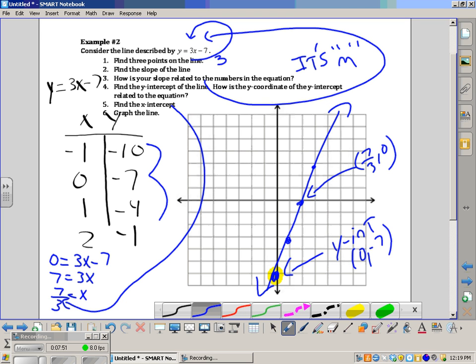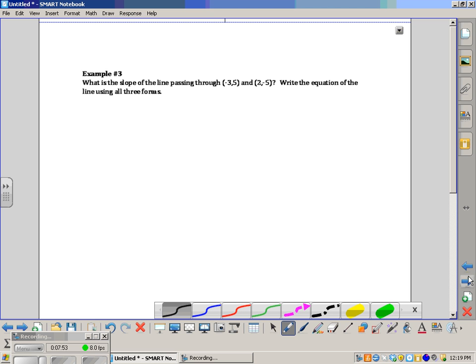All right, guys, let's keep going. 3. What is the slope of the line passing through -3, 5, 2, comma -5? Write the equation in... oh my gosh, this is a good problem. Okay, so let's find the slope. So let me write this a little bit bigger so you can see it. I know it is a little blurry on YouTube, and I apologize for that.